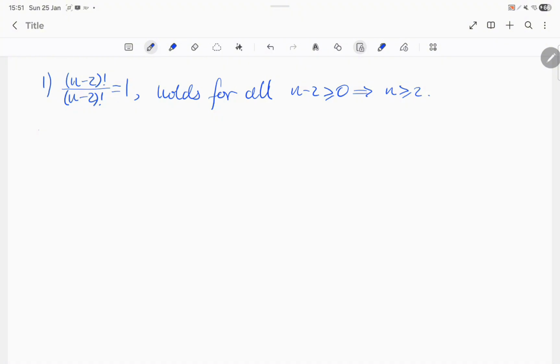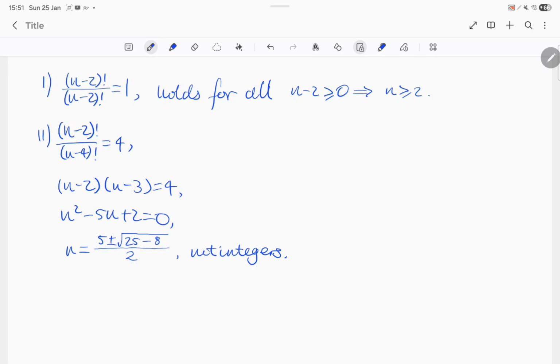Let's get started with part 1. Firstly, we'll substitute k equals 1 into the left-hand side and the right-hand side, and this gives us that (n minus 2)! over (n minus 2)! is equal to 1, and this holds for all n greater than or equal to 2.